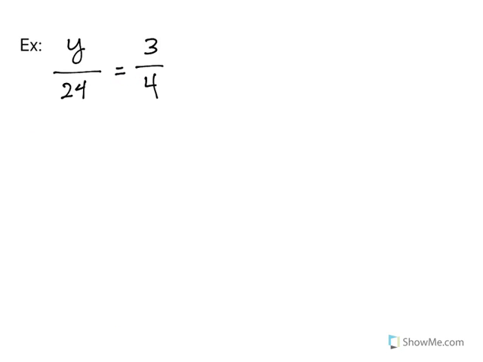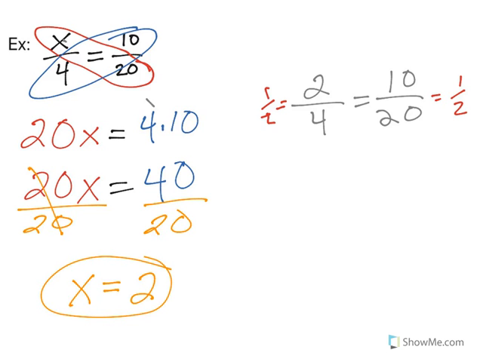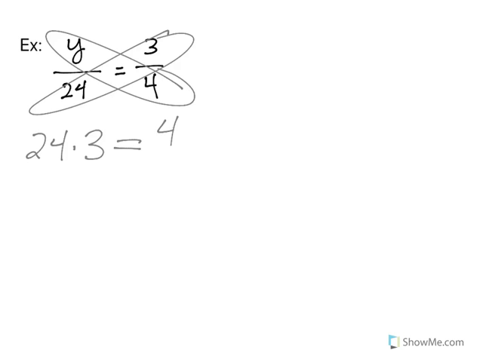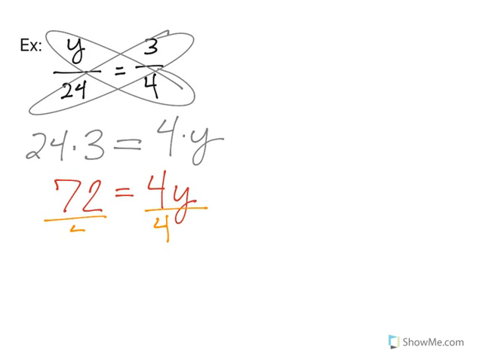Okay, let's do one more. Y over 24 equals 3 over 4. Now, it doesn't matter which way you go first. Like in this last one, I did x times 20 first, I went this way. So let's go ahead and do this one the other way first. 24 times 3 equals 4 times y. Well, 24 times 3 is 72. So 72 equals 4y. To get y by itself, I divide by the coefficient, which is 4.